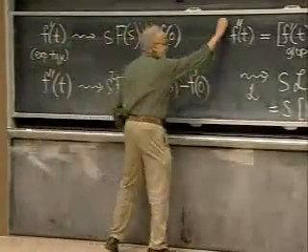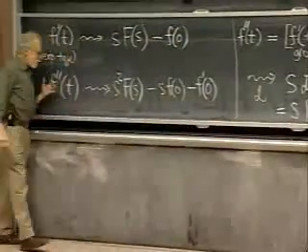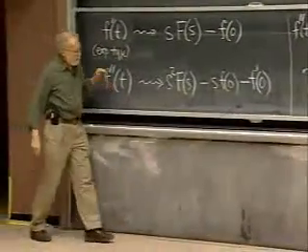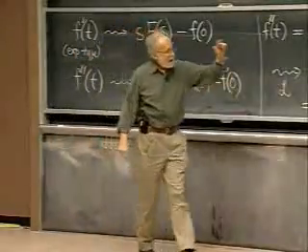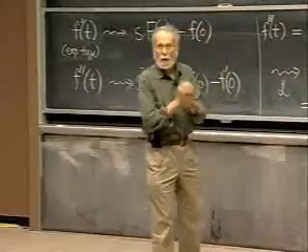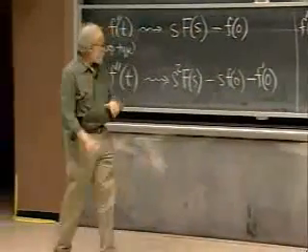So what we have is, to calculate the Laplace transform of the second derivative, I need to know both f of 0 and f prime of 0, exactly the initial conditions that the problem was given for the initial value problem.